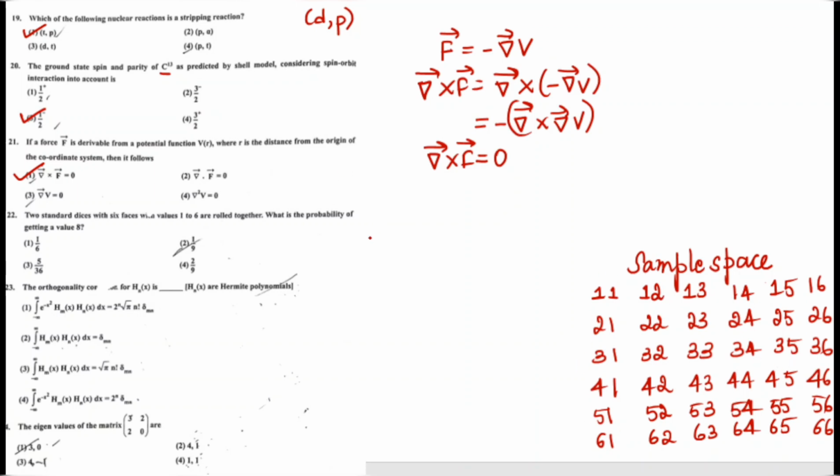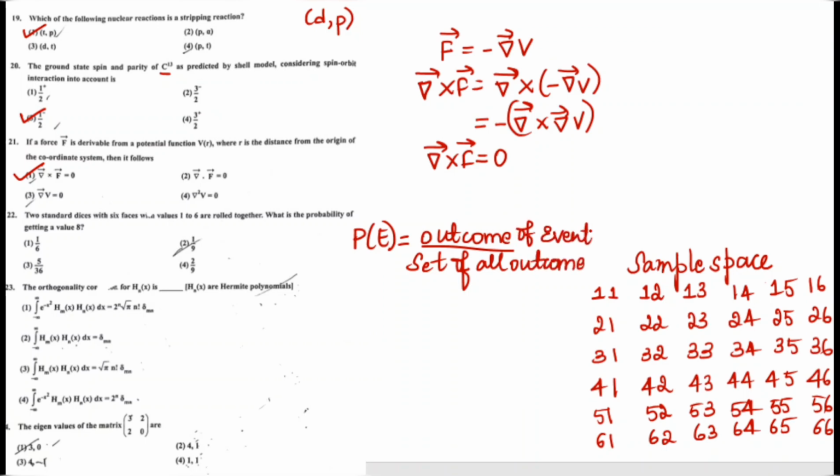From the formula, what is the probability of an event? The probability of an event is nothing but the outcome of the event divided by the set of all outcomes. We got the set of all outcomes: it is 6 cross 6, so it will be 36.